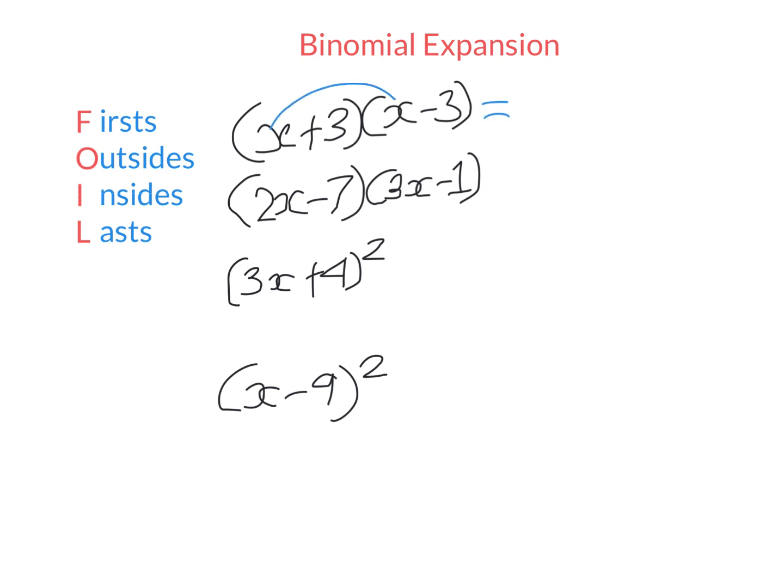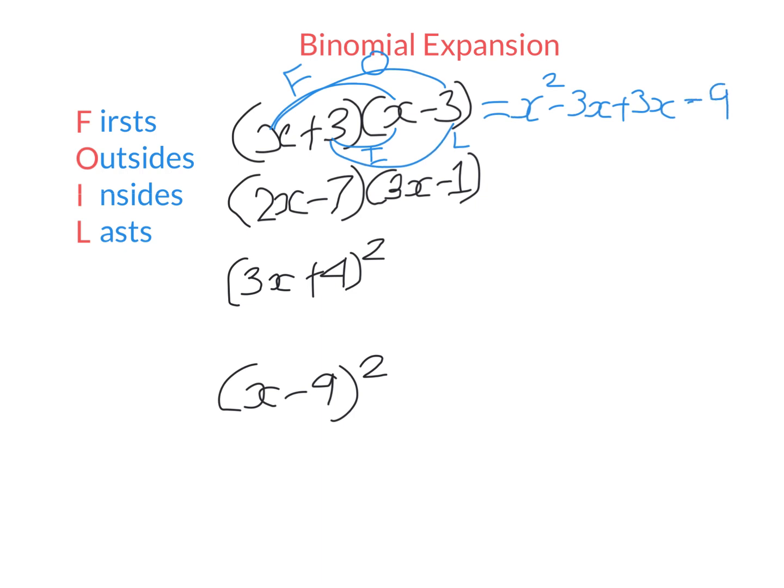So for here, x times x is the thing that occurs first in each bracket. So you get x squared. O, what's outside, in the outside of each bracket, x times negative 3. The insides, what occurs inside each bracket, is now positive 3 times x. And then lasts, the thing that occurs last in each bracket. So this is 3 times negative 3, which is negative 9.